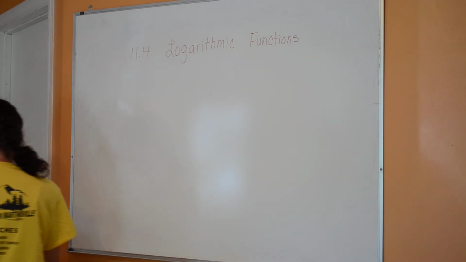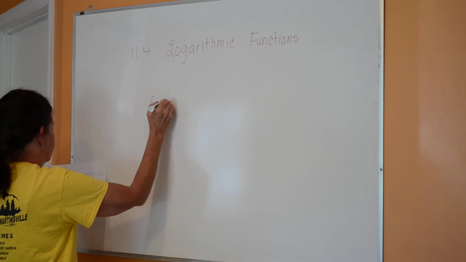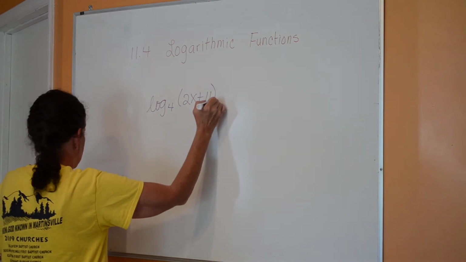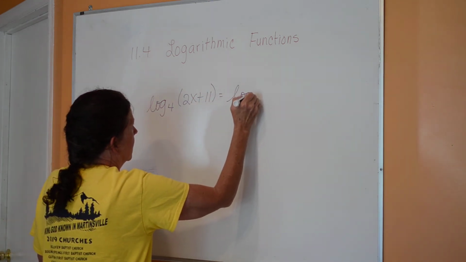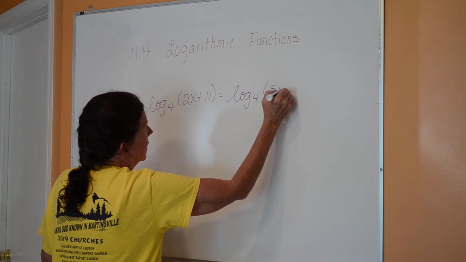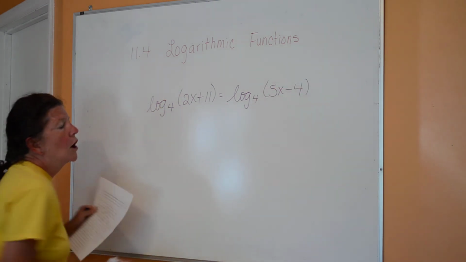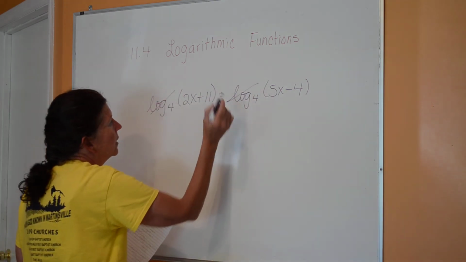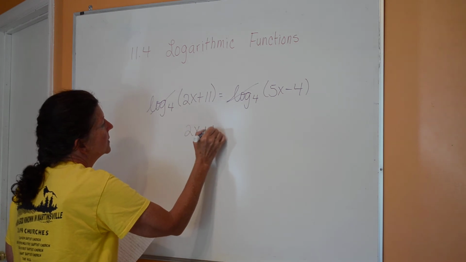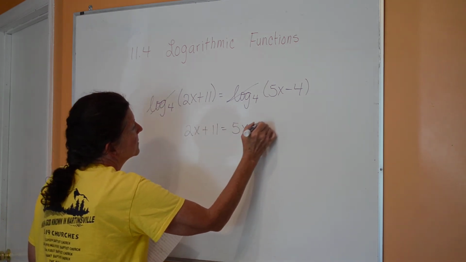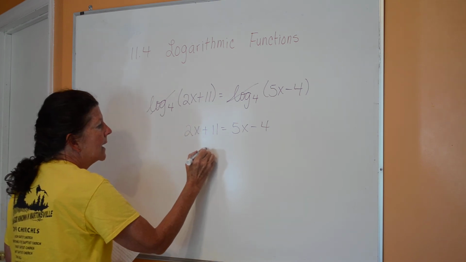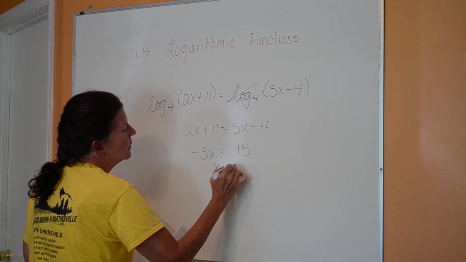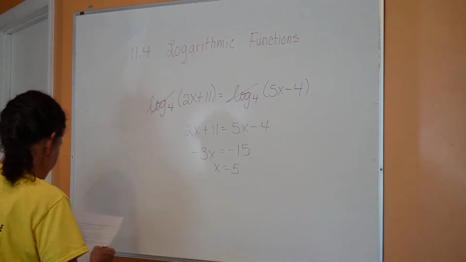Continuing on. You'll notice you have a logarithm on both sides. They're both base 4, so I'm going to divide and get rid of that. So 2x plus 11 is equal to 5x minus 4. When I subtract, I get a negative 3x. When I subtract there, I get a negative 15. So x is equal to 5. Okay?